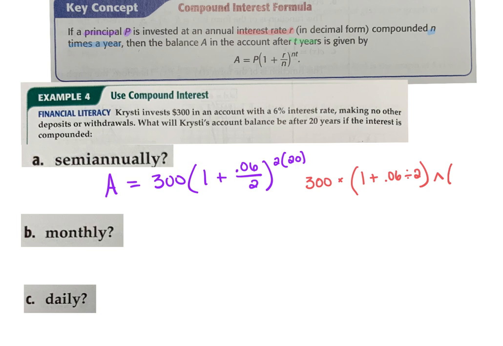You do need to do open parentheses here. 2 times 20. If you do not, it'll raise it to that power and then it'll take the answer times 20. So in your calculator, you want to do it just like this.